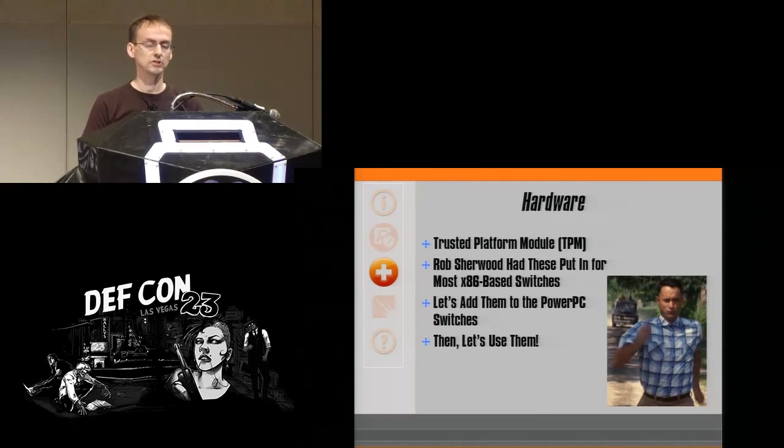Okay. Hardware, obviously, trusted platform module. Rob Sherwood at Big Switch Networks had these put in for most x86-based switches. There aren't any new PowerPC designs. I at least have not heard of any coming up. So that's maybe difficult to do, to get them added to PowerPC switches. But if we can, that'd be great because we want to start using TPM. We want platform security to make sure that if ONI is modified, the boot fails, so that we know something's wrong.